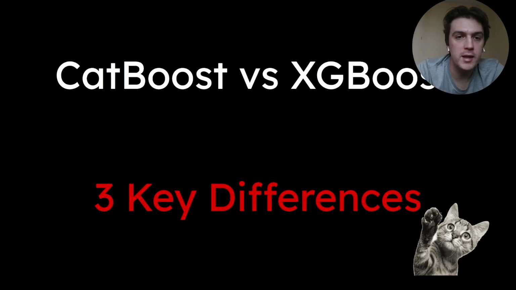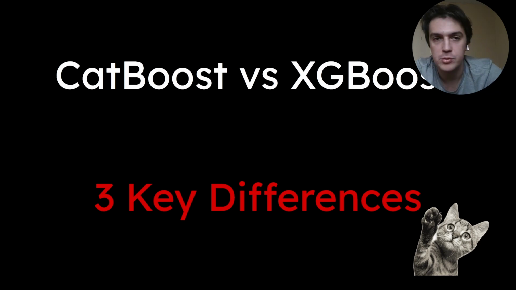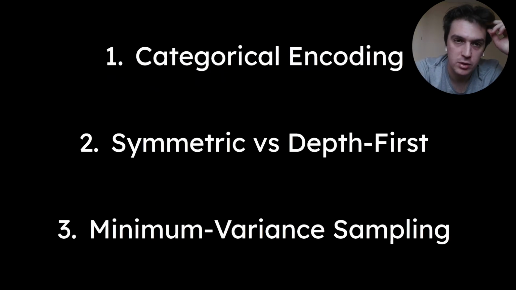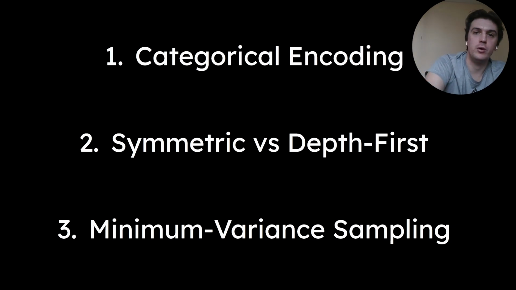So, with that said, let's go over some of the technical background. Specifically, what are the three key differences and similarities between CatBoost and XGBoost? If you want to learn more about XGBoost, you can go to my channel and find a video on that from about 2 weeks ago. Here are the three differences: categorical encoding, symmetric versus depth-first tree building, and minimum variance sampling. I'm going to explain what all those are.